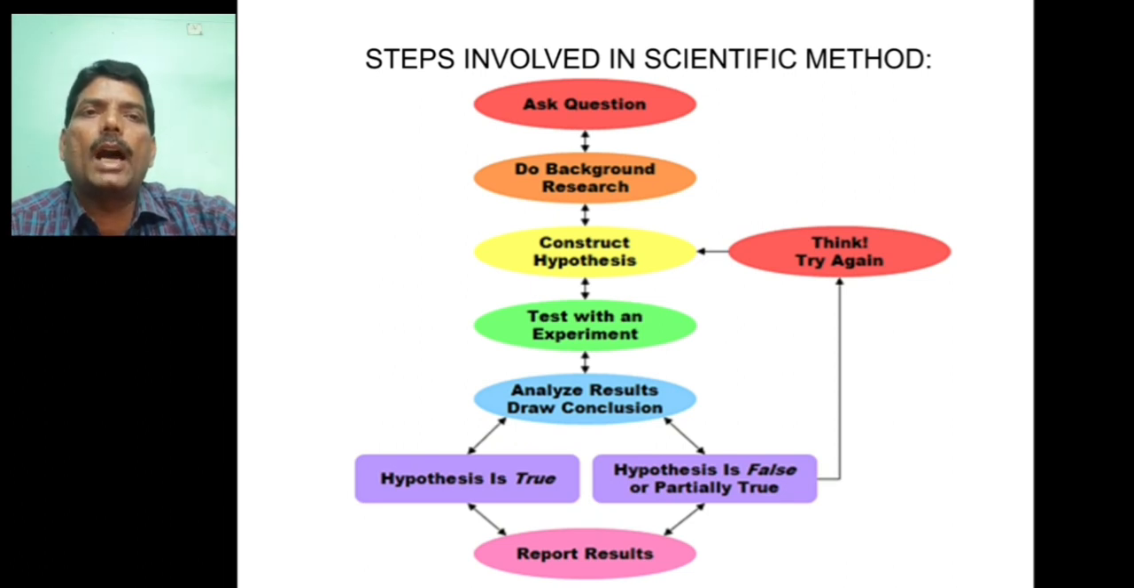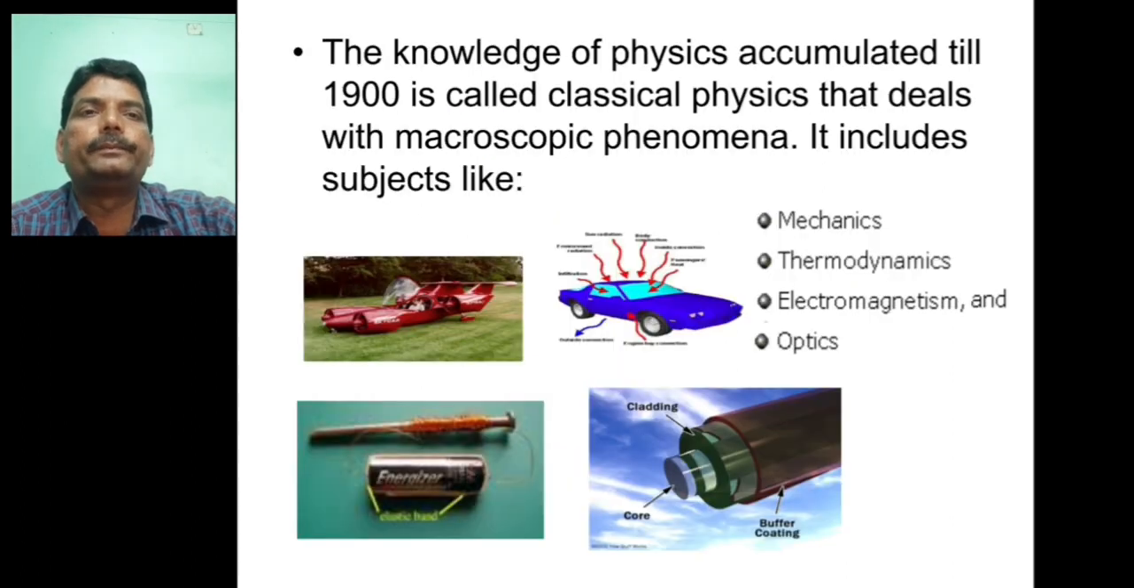Suppose after analyzing the result and drawing the conclusion, the hypothesis is false or partially true. That means again you have to think, and again you have to try for the correct hypothesis, and then the report will be finalized. So these are the various steps involved in the scientific method.